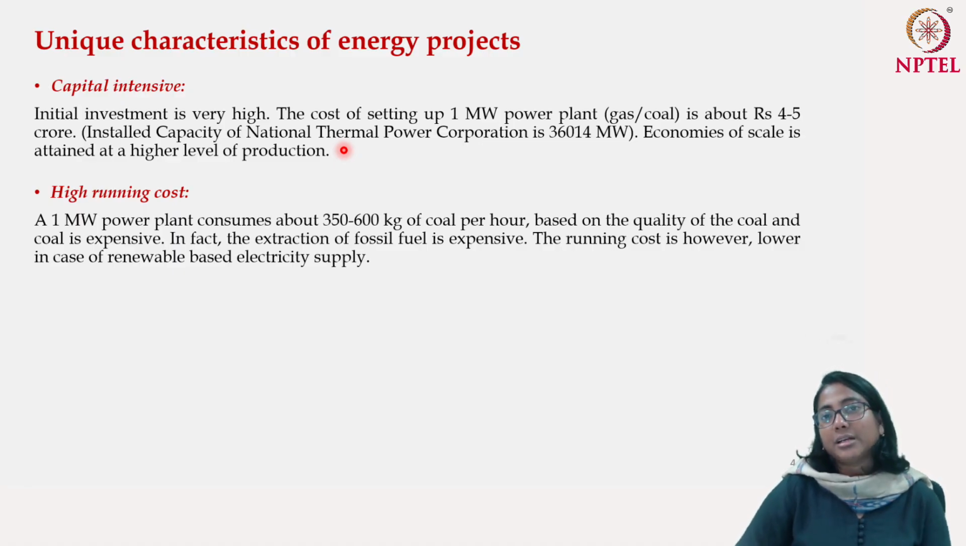However, if we keep the renewable part aside for a while and think about gas fired or coal fired power plants, then to give you another example, a 1 megawatt power plant will consume approximately 350 to 600 kg of coal per hour. So in order to produce 1 megawatt of power for 1 hour, it requires 350 to 600 kg of coal. You can imagine the huge expenditure incurred in order to produce energy. So not only the fixed cost but the running cost for energy projects is also very high. However, if we come to renewable energy, we will see that the running cost is not so high.